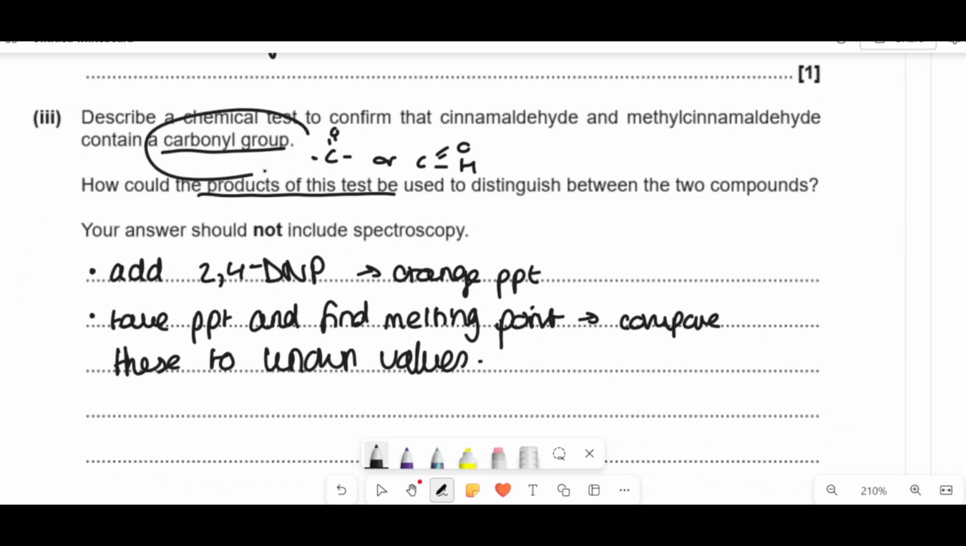Whereas here they want to confirm whether, first of all, there's a presence of a carbonyl group, which is ketone or aldehyde, and then how you can take the products of this, which is that orange precipitate, and then identify what it is. So that's how you do that.